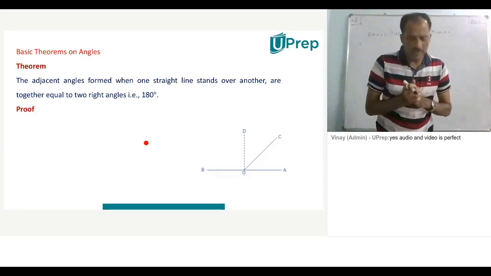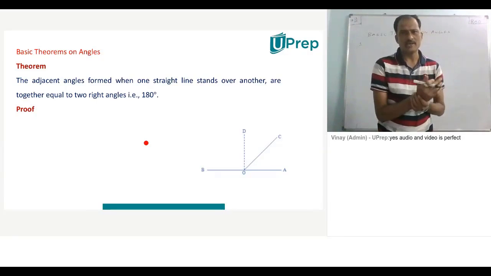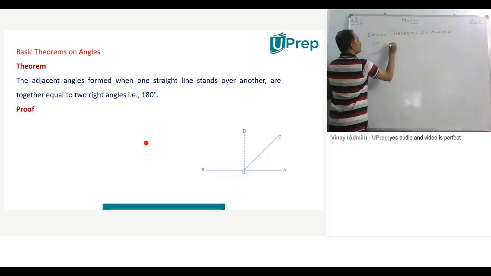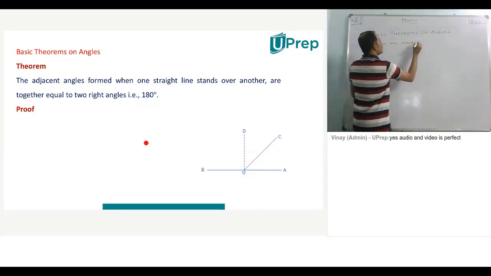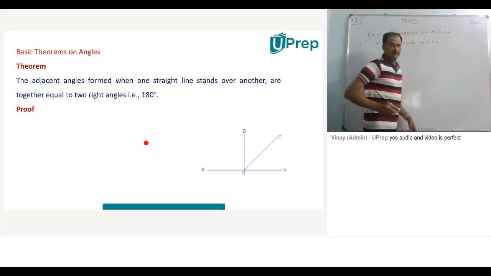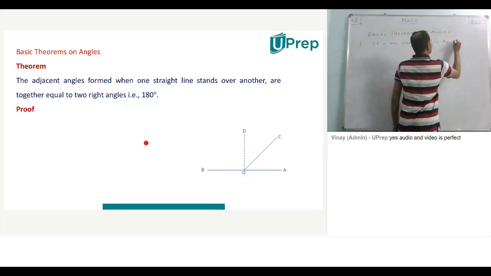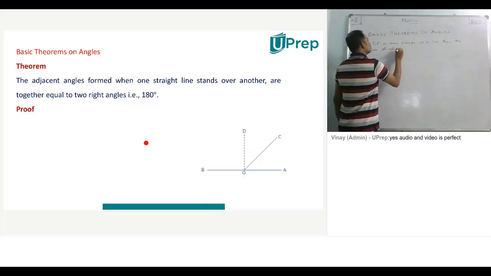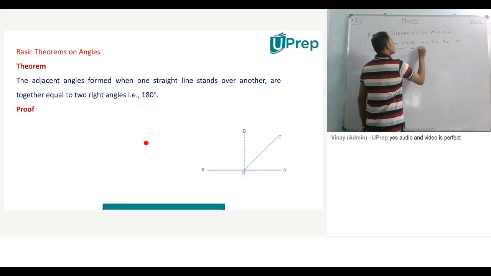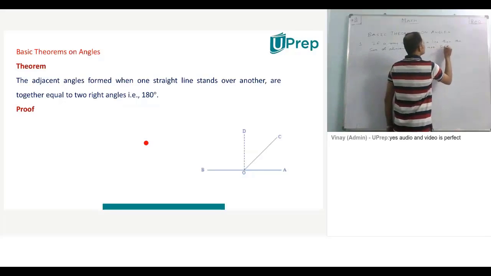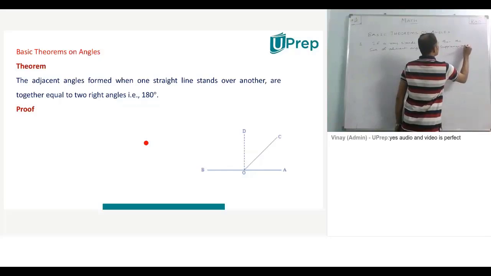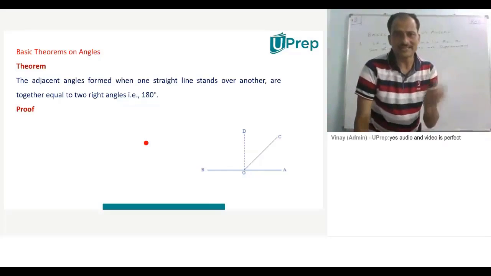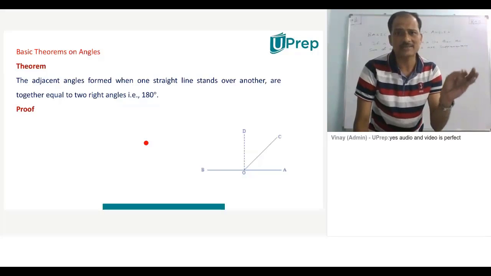First theorem: if a ray stands on a line, then the sum of adjacent angles are supplementary. This is the theorem, my dear children. First theorem is, if a ray stands on a line, then the sum of the adjacent angles are supplementary.